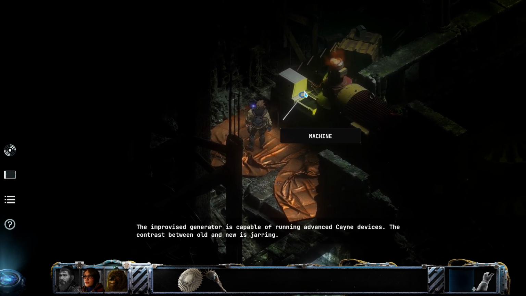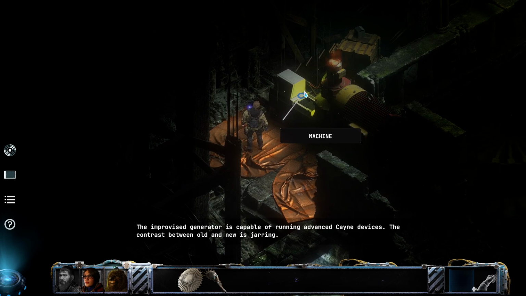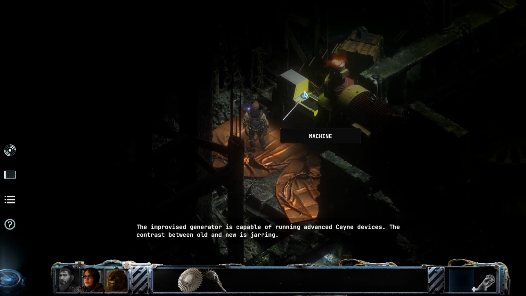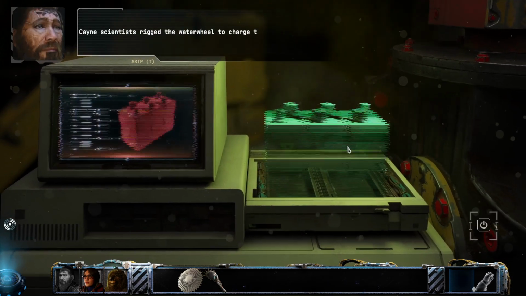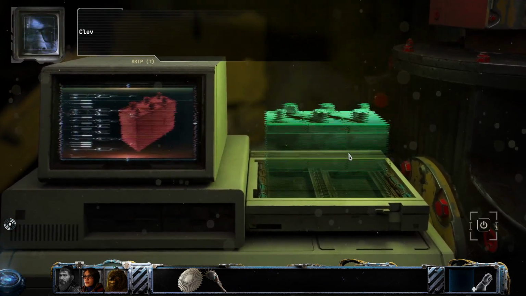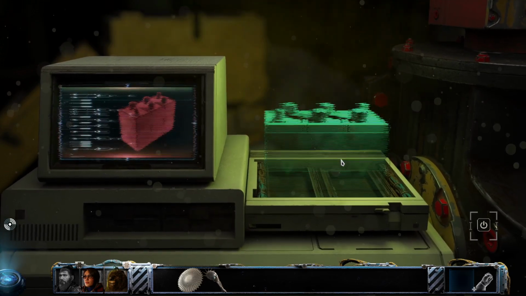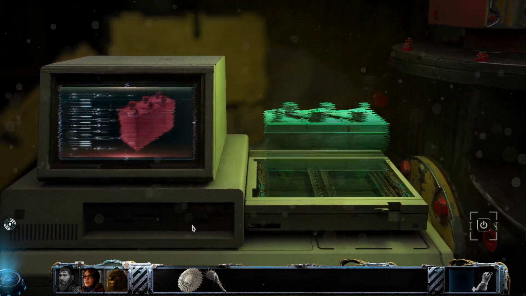The improvised generator is capable of running advanced Kane devices. The contrast between old and new is jarring. It is a bit. Kane scientists rigged a water wheel to charge their batteries. Clever. Okay, probably would be pretty useful had we a battery.